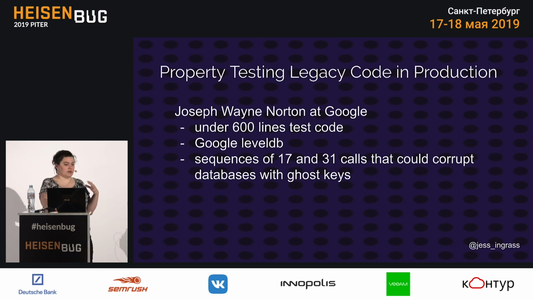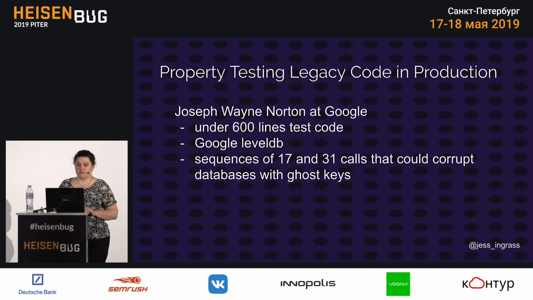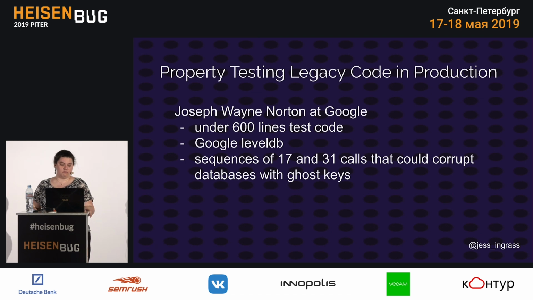I just want to give another example of property testing in legacy code in production. John Wayne Norton at Google, his story was featured in the Foundations of Property-Based Testing book, and he ran around 600 lines of property-based testing code on Google's LevelDB, and found 17 and 31 calls that could corrupt databases with ghost keys. Those errors had been there for a while. It wasn't a new database that he ran this on. The errors had been there, just hiding out, waiting to be found. So that technique of exploring with property-based testing is another technique. It's been done in production.